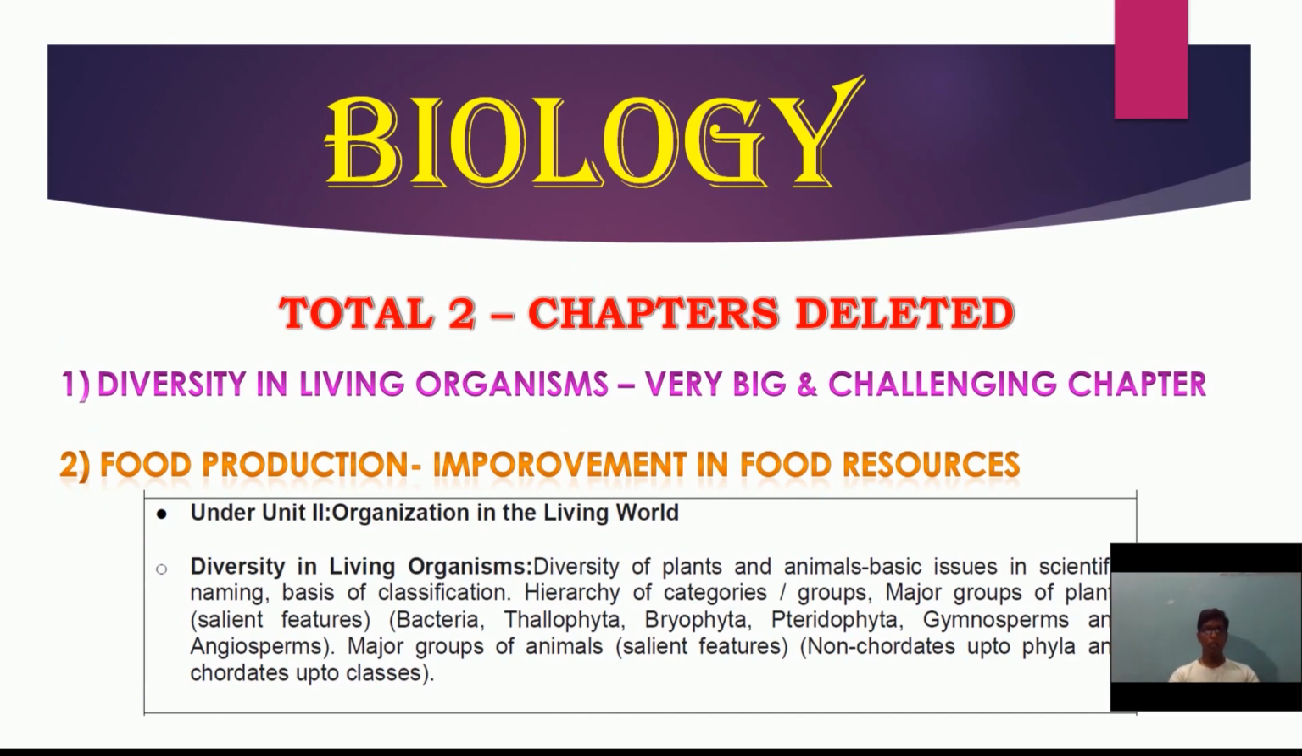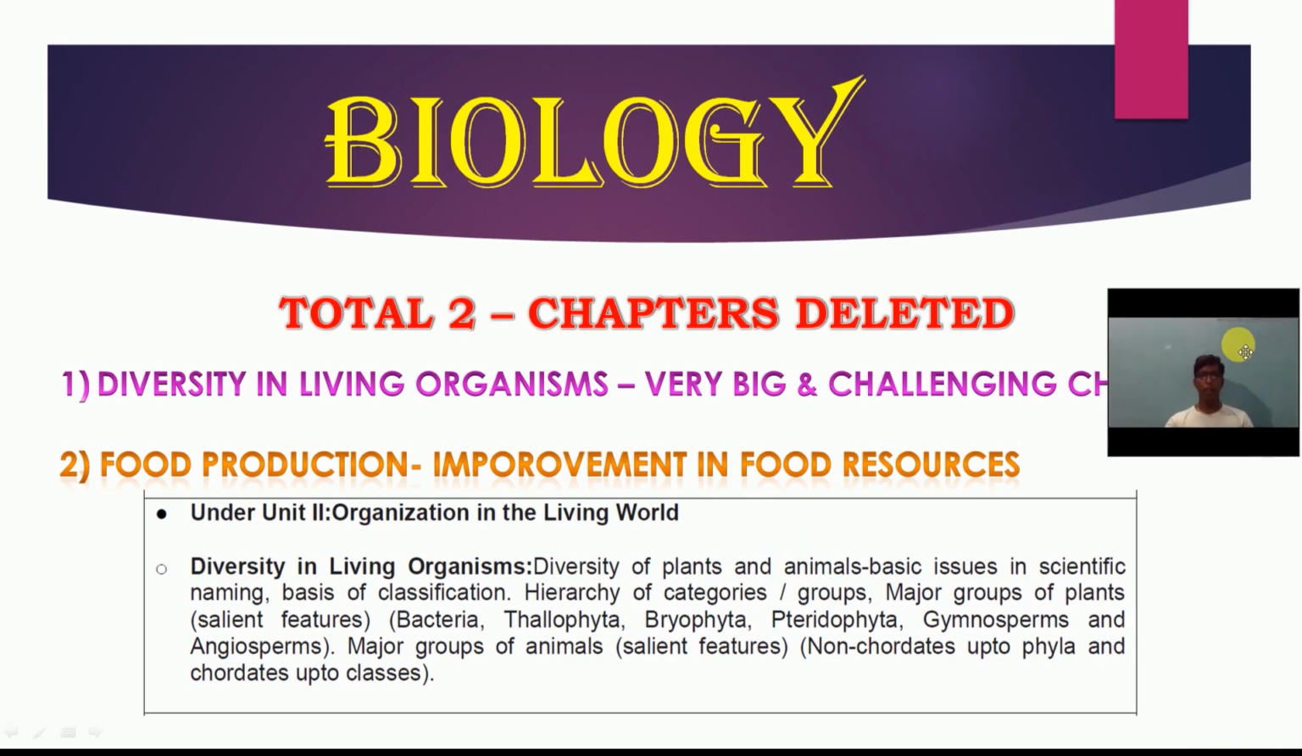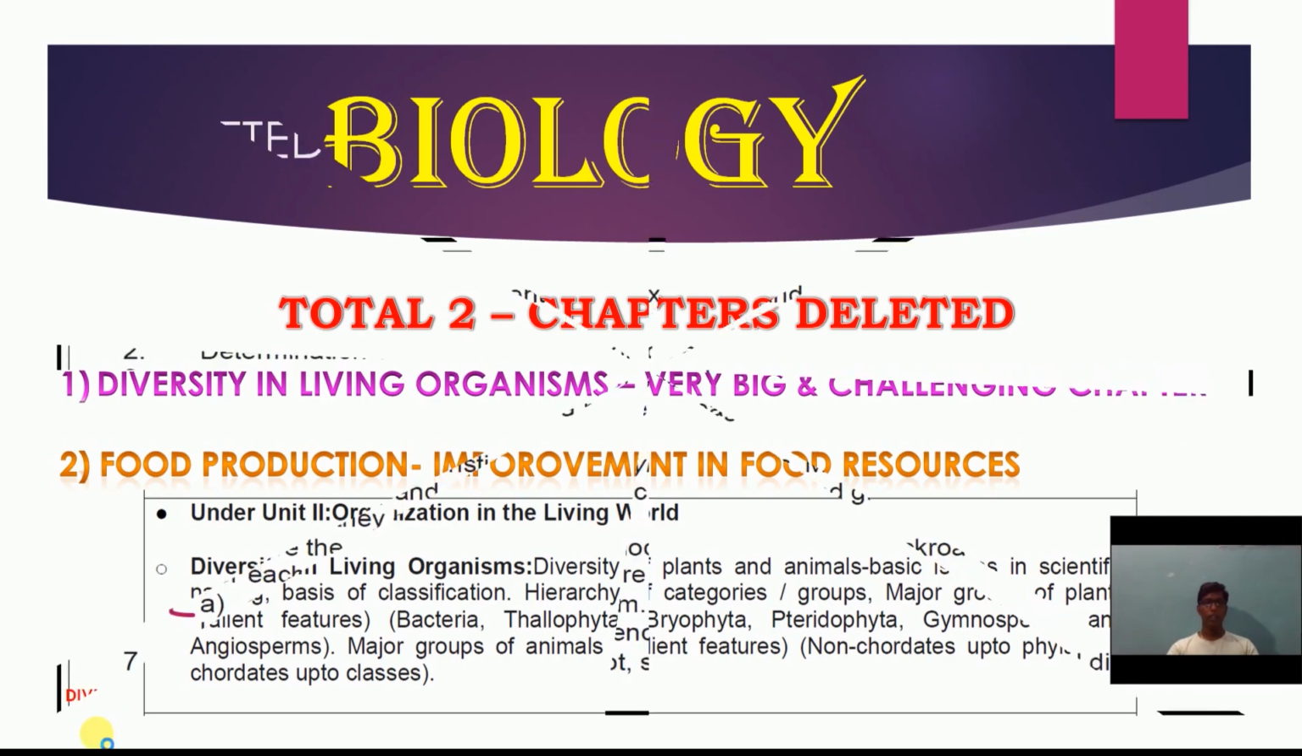Diversity in Living Organisms. If you observe Organization in the Living World, that is your chapter. Next, what are the topics removed? Diversity in living organisms like diversity of plants and animals, basic issues in scientific naming, basis of classification, hierarchy of categories or groups, major groups of plants, salient features like bacteria, Thallophyta, Bryophyta, Pteridophyta, gymnosperms and angiosperms, major groups of animals, salient features, non-chordates up to phyla and chordates up to classes. So these topics have been removed or deleted by the CBSE board.